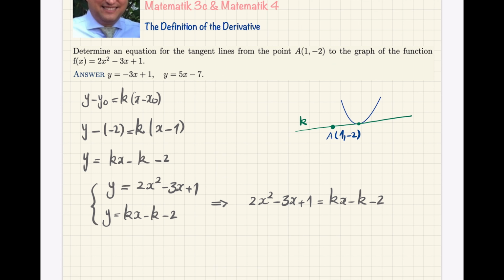Or there are two solutions. It means that the line that passes through the point A intersects the graph of the function, namely this parabola, at 2 points. Again, this cannot be the tangent line. So I am only interested in one particular case for which this equation has exactly one solution. So I have to force this equation to have exactly one solution. How can I do that?